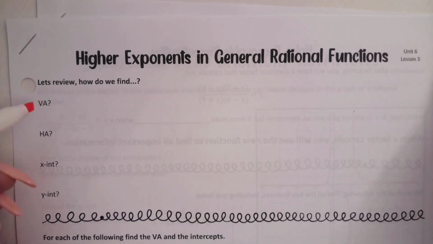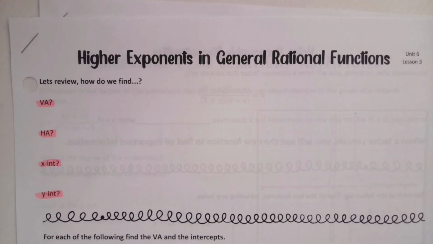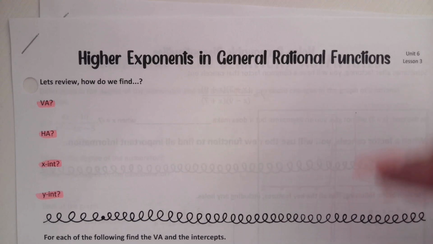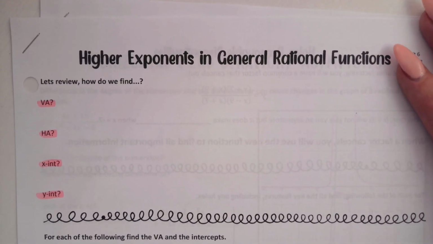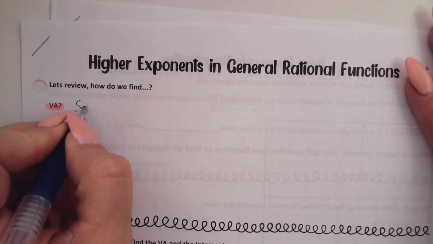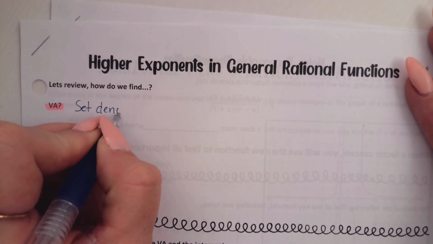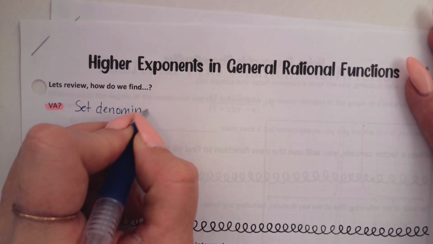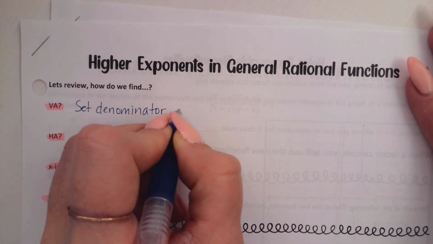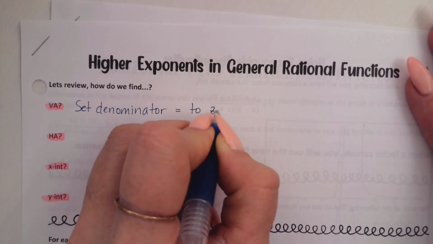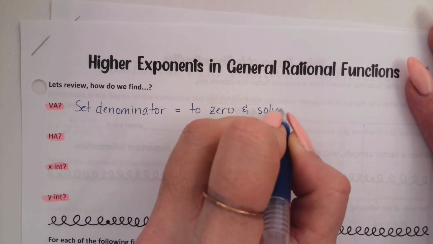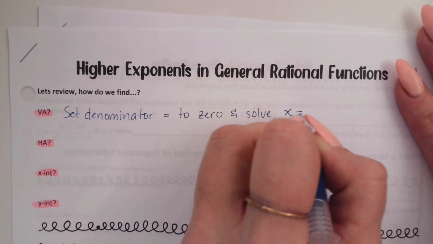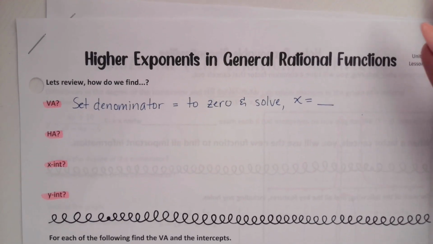What did VA stand for? Vertical asymptote, right. Let's review how we did that last time for a general rational function. How did we do it? You set the denominator equal to 0 and then solve it. And you'll get an answer that's like x equals and then some sort of number here.